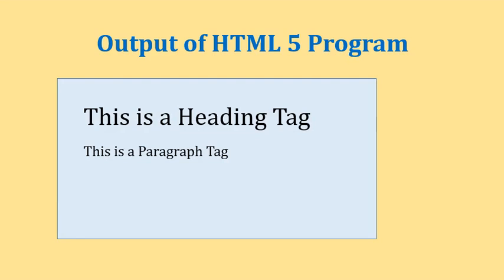Now this is the output of the HTML5 program. Just now I showed you an example of an HTML program and how to write it. Once you have written it and saved it with the .html file extension, you can run the program. You will get the output, and this is the output of the program. I have used the h1 tag to display the text in the largest heading style, and the second tag I used is the paragraph tag to create a paragraph in the HTML document.